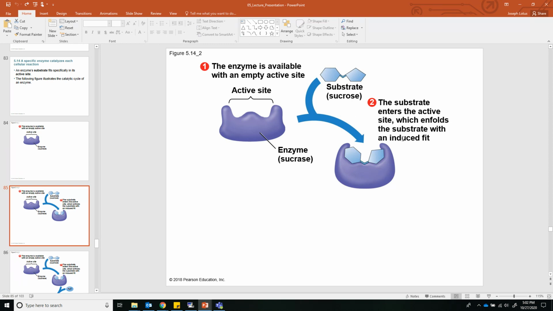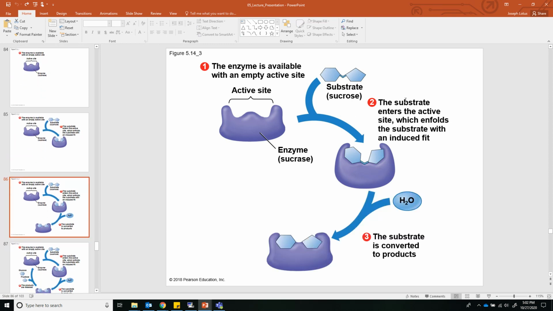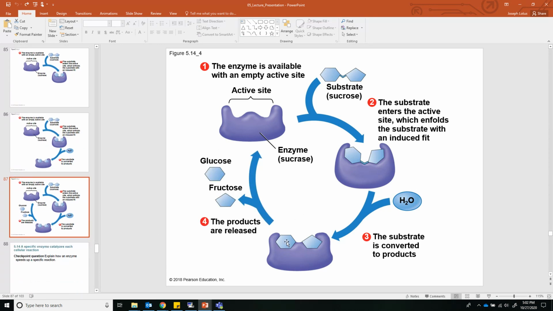A substrate enters the active site. After it enters, the enzyme will help the reaction to occur more quickly by lowering the activation energy. And then the substrate, or the reactants, get converted into products. The products are released and the enzyme is free to be used again. This is another important point about enzymes: enzymes are not used up in the reaction. Enzymes can be used again over and over and over.